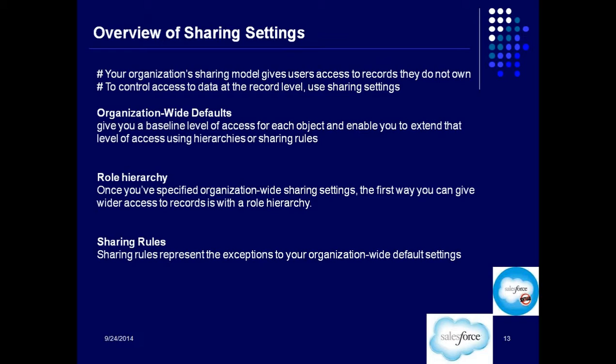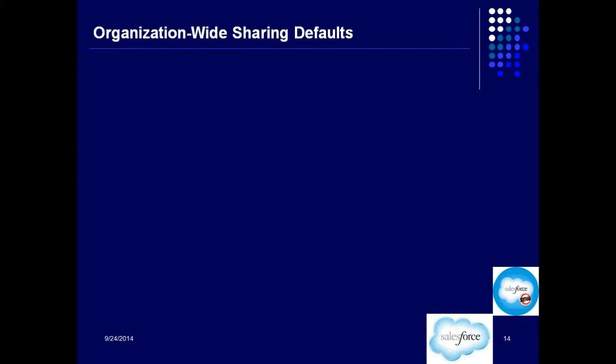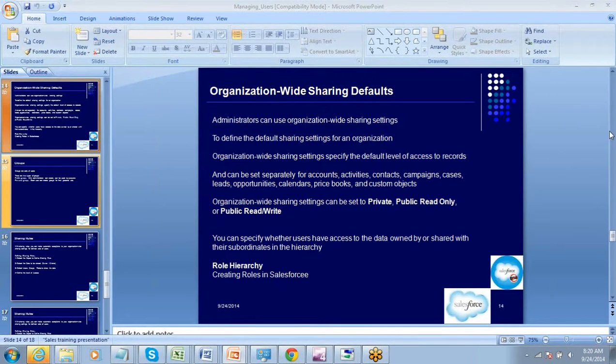So these are three things. One is OWD: make the data either private or public. Secondly, give access through role hierarchy: define whether the managers will get to see it or not. Third is sharing rules: define the exceptions there. Manual sharing is something that we will not talk about right now. You will understand it a little later. So let's go back and talk about OWD. Where do we define this OWD?